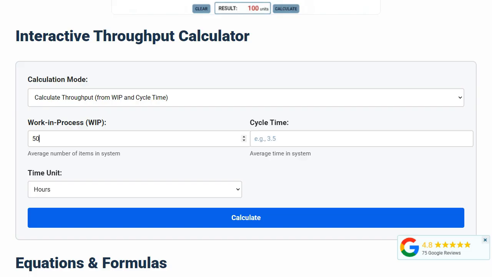For example, enter 50 for WIP and 10 hours for cycle time. The result shows a throughput of 5 units per hour. You can also solve for any variable by entering the other two. This helps you answer questions like how much WIP you can handle at a given throughput, or what cycle time you need to achieve a target production rate.